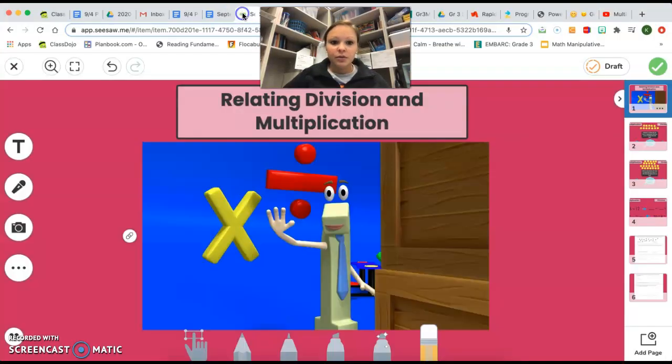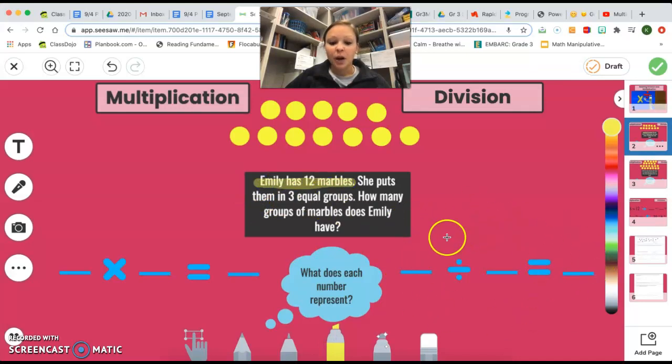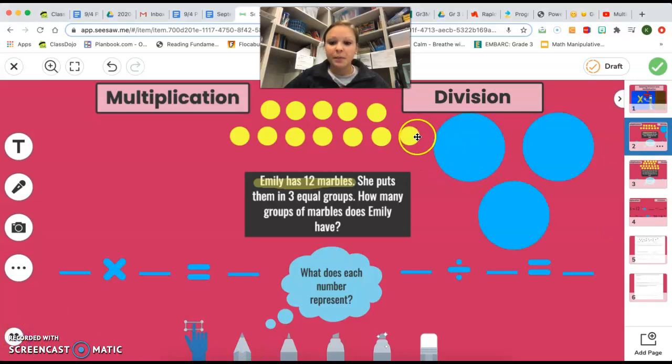Alright, so let's do some practice. Here we have a word problem that says Emily has 12 marbles. She wants to put them in 3 equal groups. How many groups of marbles does Emily have? Well, because we know the total is 12, we are solving a division problem because we already know the big number or the total. So we are going to make a picture and we are going to put them in 3 equal groups. So I drew my equal groups and I'm going to drag a marble into each group until they're all gone.